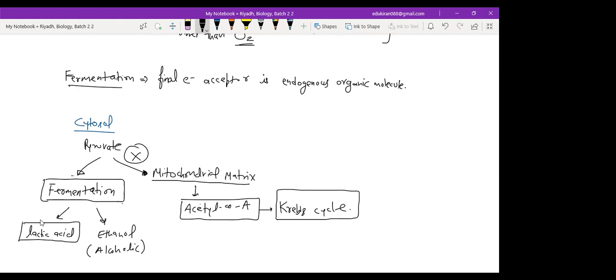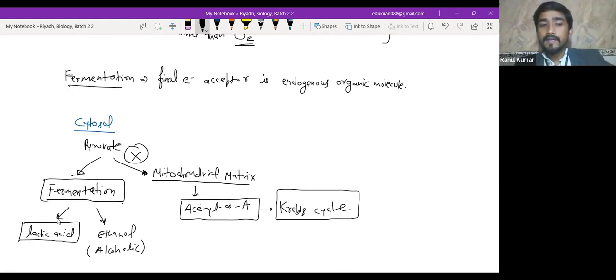Yes, sir. And lactic acid fermentation happens in our muscles, and that's why our muscles hurt after a vigorous activity. The second is ethanol or alcoholic fermentation. Where have you seen this happening?